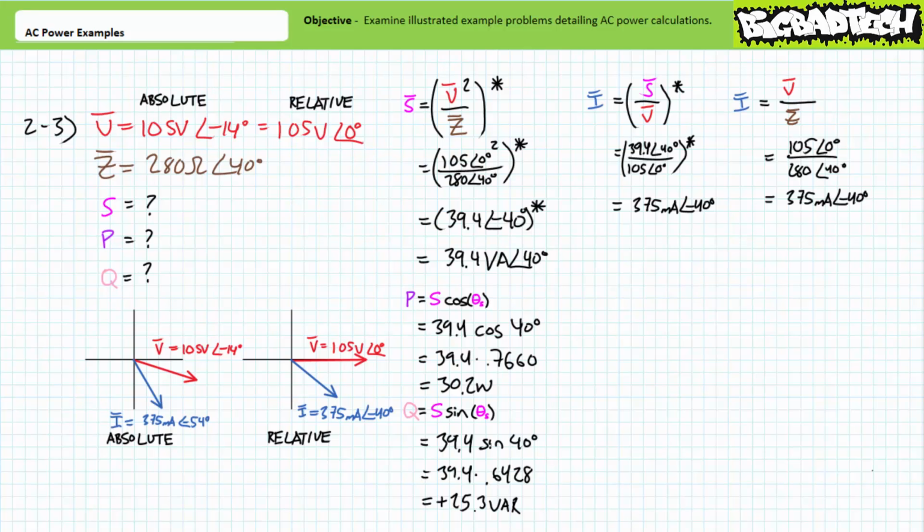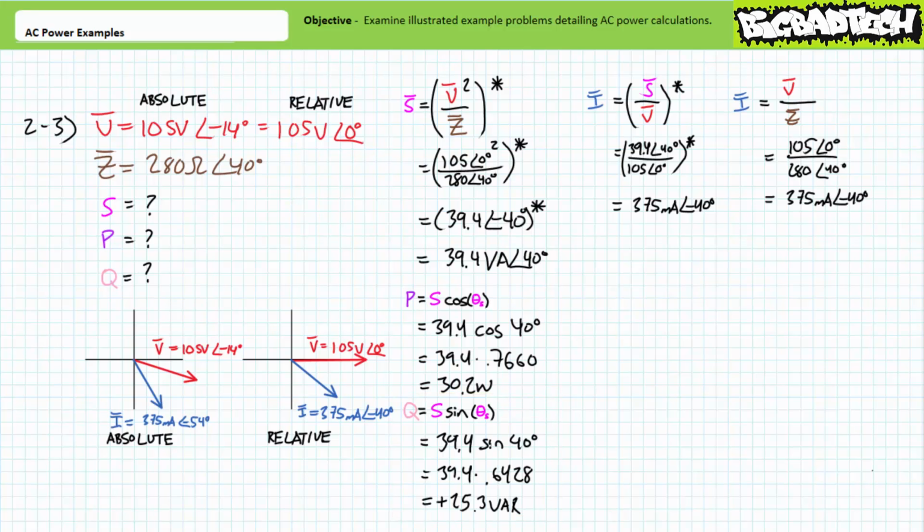We could use Ohm's law to solve the current. However, we can use an alternate version of the AC power formula. Apparent power is the complex conjugate of voltage squared divided by impedance. When voltage is employed as the reference as required, the voltage phasor equivalent is 105 volts at an angle of 0 degrees. Substituting in our given values, we find apparent power to be 39.4 volt amperes at an angle of positive 40 degrees. When apparent power is resolved into its real and reactive components, we find real power to be 30.2 watts and reactive power to be positive 25.3 vars.